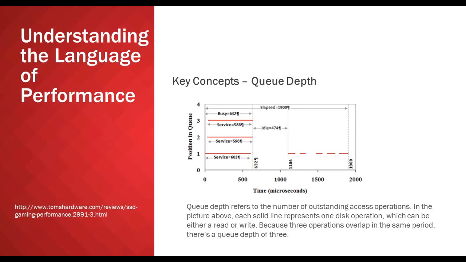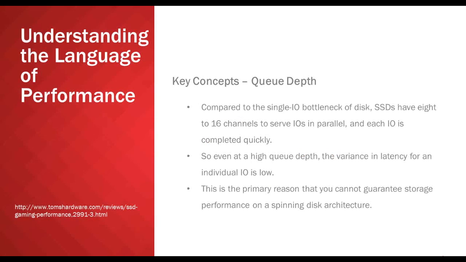Here's a graphical representation of queue depth. What this shows is a single I/O to a system, and then you start to see multiple other I/Os queuing up behind it in a spinning disk architecture. And as I mentioned earlier, the more I/Os that are waiting to get their turn to access the read-write head on that disk, the higher your latency is. So understanding the queue depth of your application is key.